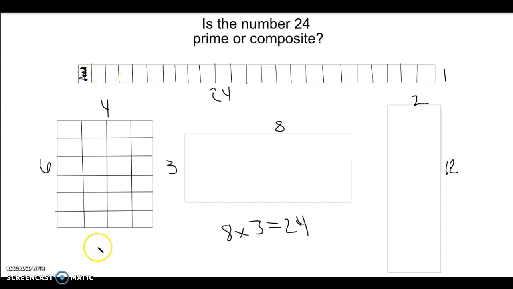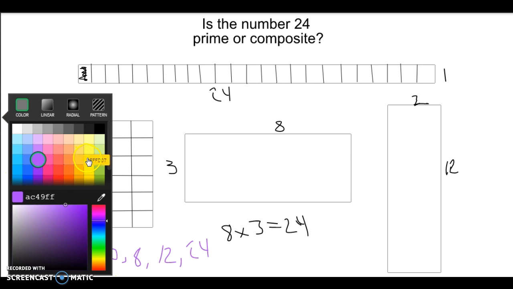So I'm going to go ahead and line them up in a line so they're nice and easy to count, and I'm going to put them in numerical order. So I have 1, I have 24, that's my top rectangle up there. Okay, I also have 2 and 12. I have 3 and 8. And I've got, last but not least, 4 and 6. So these are all the numbers that I can multiply to make 24.